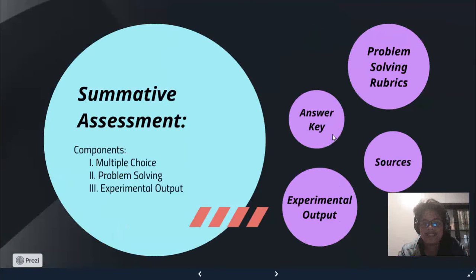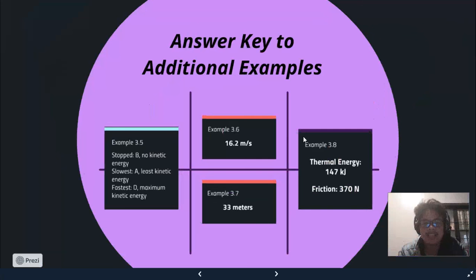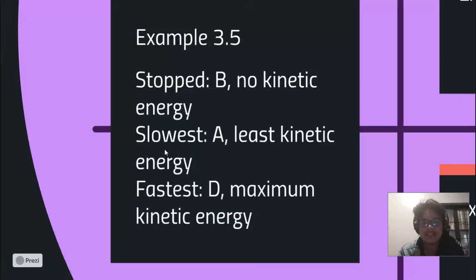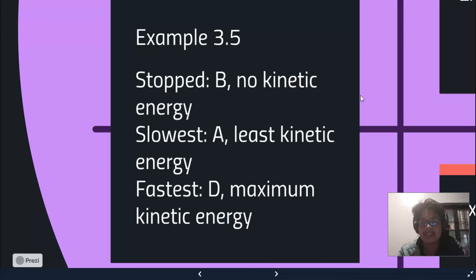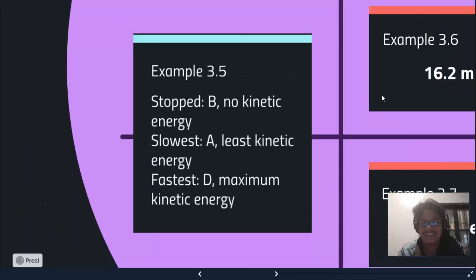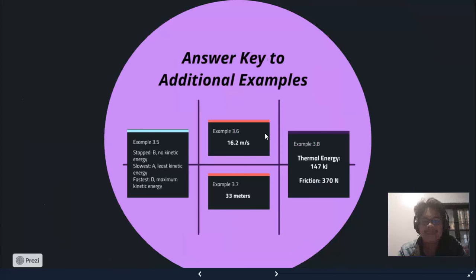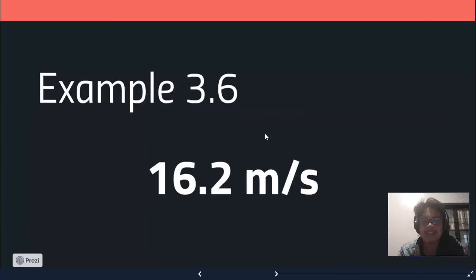Example 3.6 is 16.2 meters per second. Example 3.7 is 33 meters. And then example 3.8, the thermal energy is 147 kilojoules and the friction is 370 newtons. Okay? And with that, these are my sources or the references.